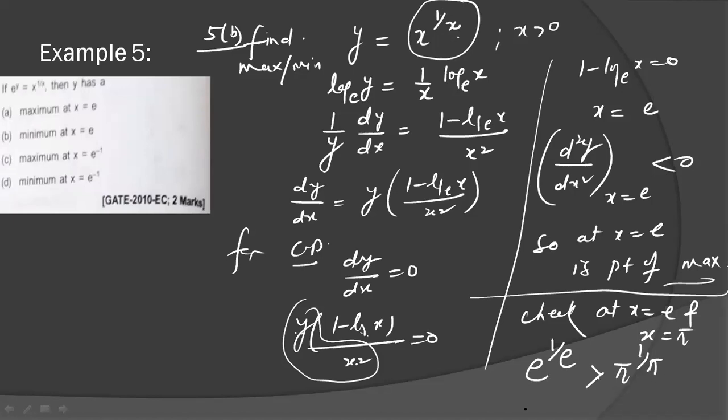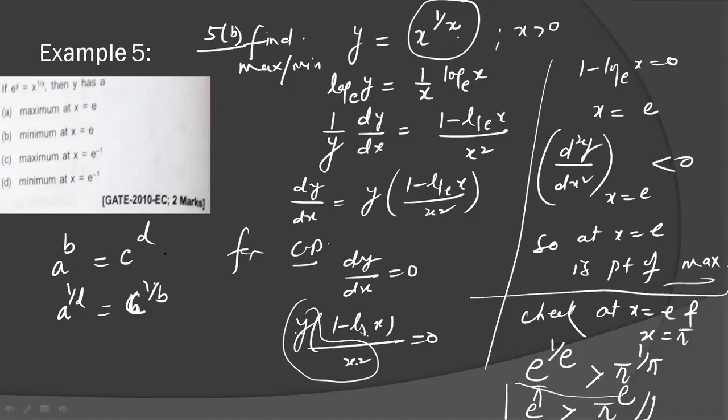Now if we take the power on this side, it will be e to the power pi is greater than pi to the power e. This is a very famous result. See, if you have a to the power b equal to c to the power d, then a to the power 1 upon d equals c to the power 1 upon b. The power becomes reciprocal if you go to the other side. Here the inequality will not change because both the bases are greater than 1. If the bases are less than 1, then the inequality changes. So e to the power pi is greater than pi to the power e is an application of this problem.